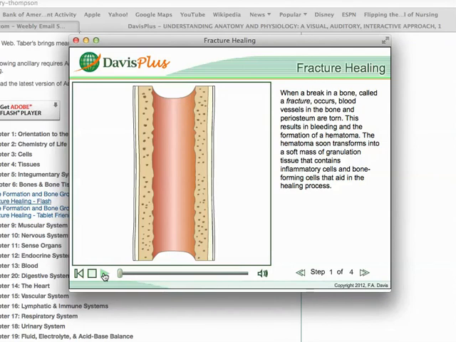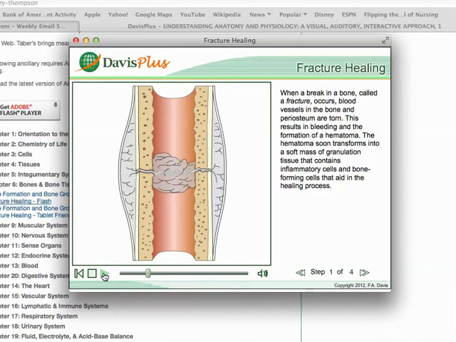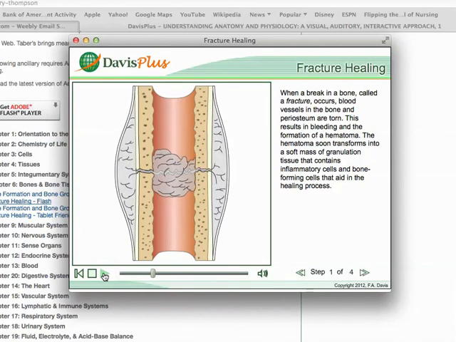When a break in a bone, called a fracture, occurs, blood vessels in the bone and periosteum are torn. This results in bleeding and the formation of a hematoma. The hematoma soon transforms into a soft mass of granulation tissue that contains inflammatory cells and bone-forming cells that aid in the healing process.